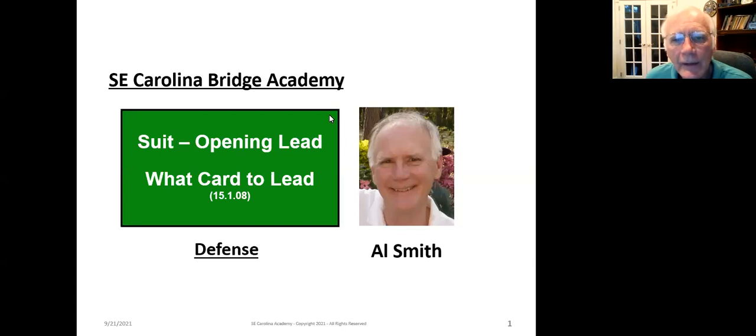Welcome to the last lesson on opening leads. This is the final lesson in the segment. Next week we start the defense by the third hand, partner of the opening leader, in terms of what cards to play, signals, a whole bunch of stuff. That's where the rubber really starts to meet the road. So let's go ahead and see what we got here.